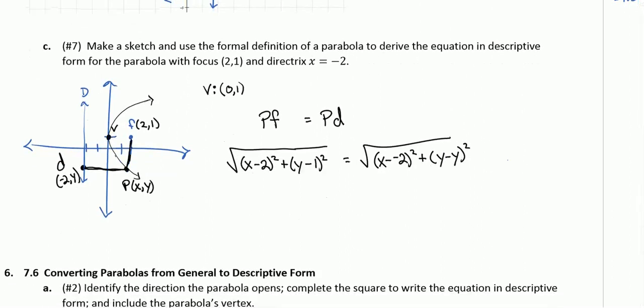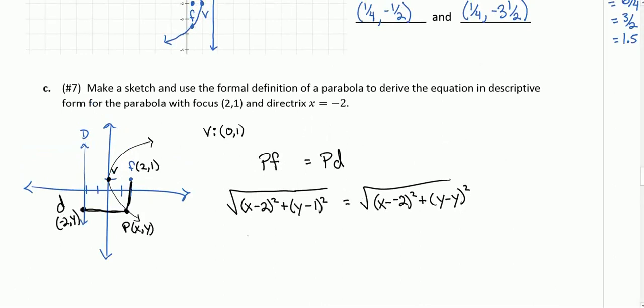So we work this out. Square both sides. You get x minus 2 squared plus y minus 1 squared is equal to x plus 2 squared plus 0. Right, that's gone.